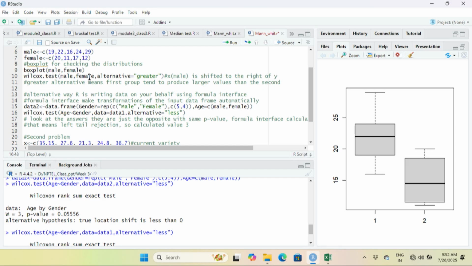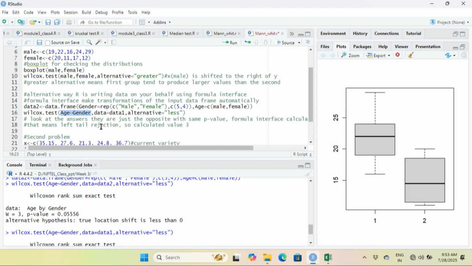But when you are directly incorporating the observations, that is not maintained. It takes straightforwardly X greater than Y. But when you are using the formula interface, age is formulated over gender, then the left side rejection region is calculated.